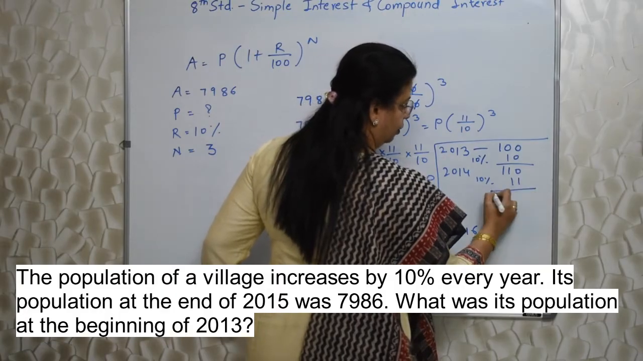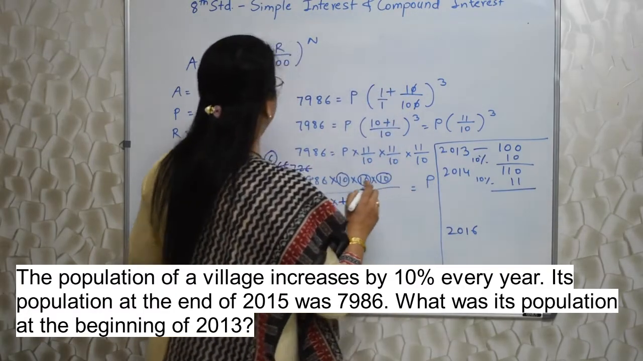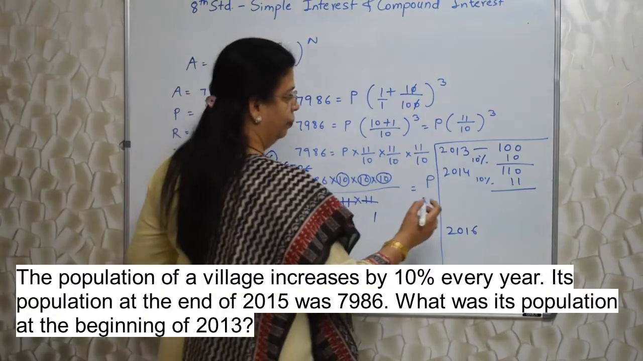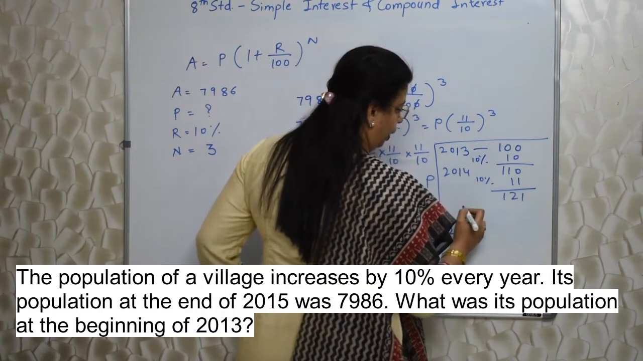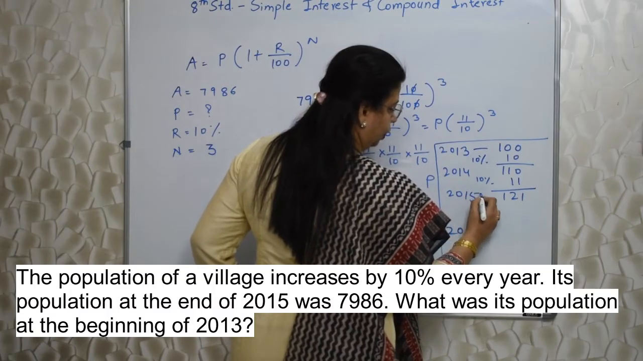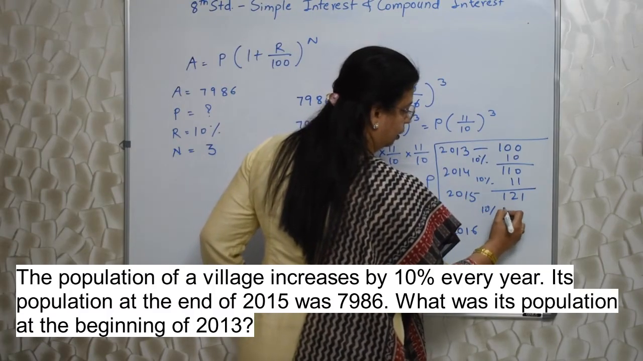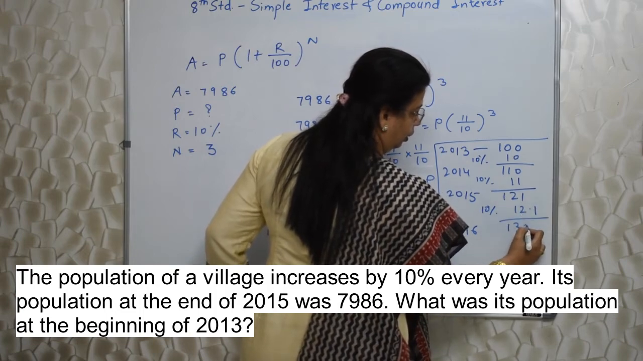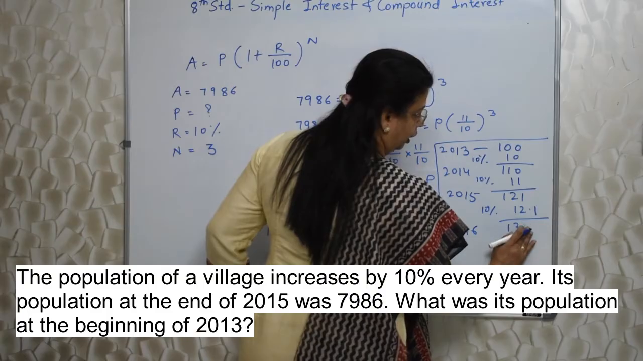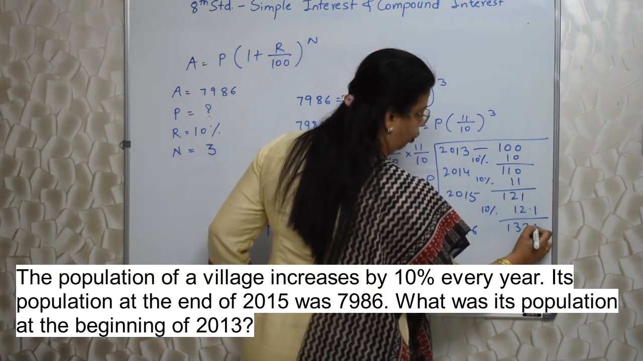that is 11, because it is compound interest. This is the formula of compound interest, right? So interest will change, it will go up. So it is 121 in 2015. Then again 10%, that is 12.1, that is 133.1.